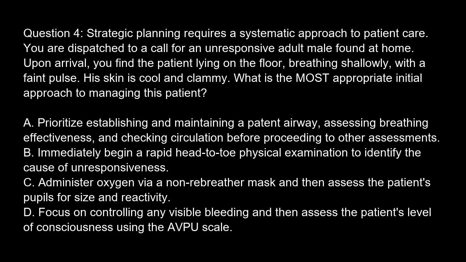Option A. Prioritize establishing and maintaining a patent airway, assessing breathing effectiveness, and checking circulation before proceeding to other assessments. Option B. Immediately begin a rapid head-to-toe physical examination to identify the cause of unresponsiveness. Option C. Administer oxygen via a non-rebreather mask and then assess the patient's pupils for size and reactivity. Option D. Focus on controlling any visible bleeding and then assess the patient's level of consciousness using the AVPU scale.